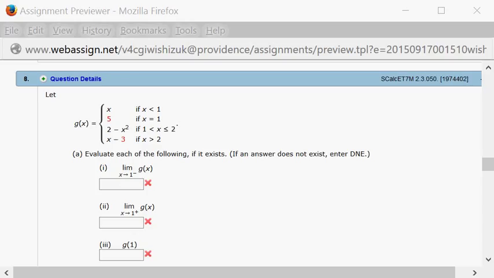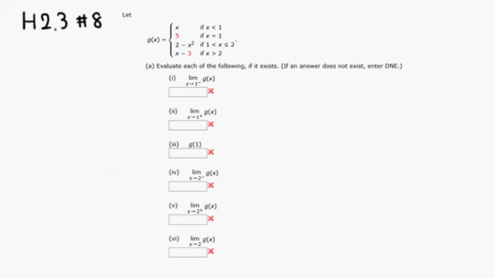Alright, let's look at homework 2.3, problem number 8. We have this piecewise defined function and we want to evaluate these limits. So let's do that. Number 1, the limit of this function as x approaches 1 from the negative side.